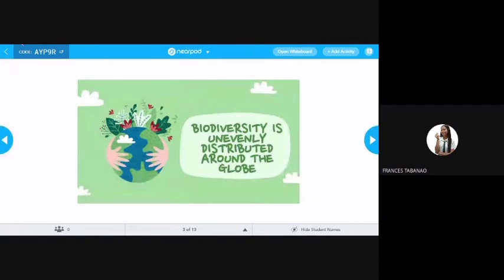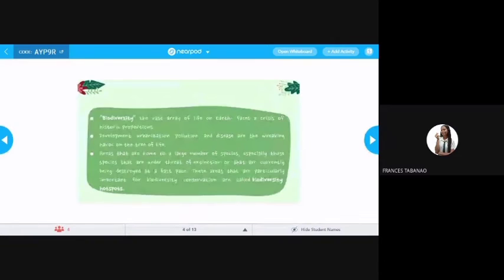Biodiversity is unevenly distributed around the globe. Species are the building blocks of Earth's life support systems. We all depend on them. But our planet's biodiversity, the vast array of life on Earth, faces a crisis of historic proportions. Development, urbanization, pollution, disease are all wreaking havoc on the tree of life. 2/3 of all known species occur in tropical areas, especially in tropical forests.